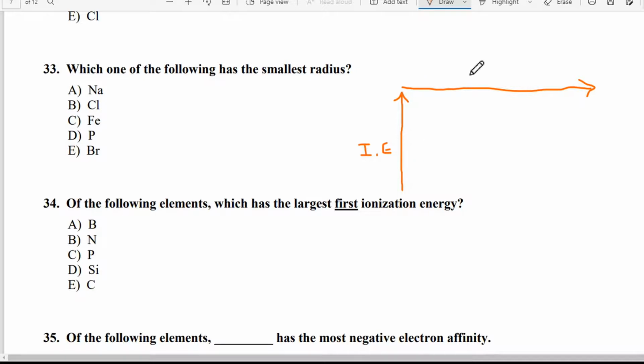Now as you go across, ionization energy increases. And this is because effective nuclear charge increases. Because essentially, let's take a look at the periodic table. Let's say we have, so you have a hydrogen, right? And then we have this periodic table. It looks like this.